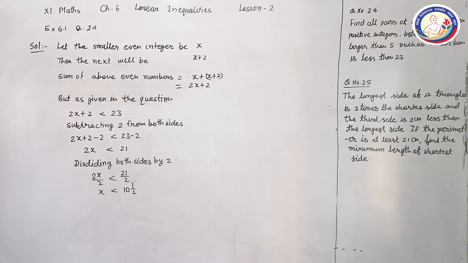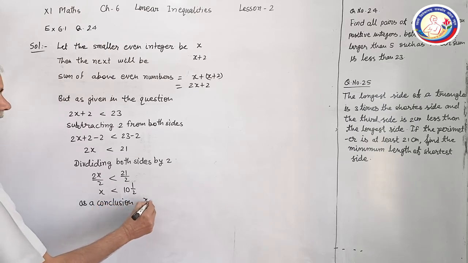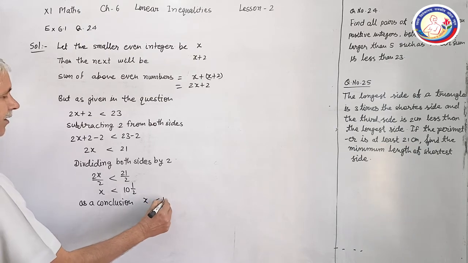So, what is the outcome of this discussion? The value of x, the first number, must be less than 10 and 1 by 2. 10 is an integer, but 10 and 1 by 2 is not an integer. So the value of x must be less than or equal to 10. x is less than or equal to 10.